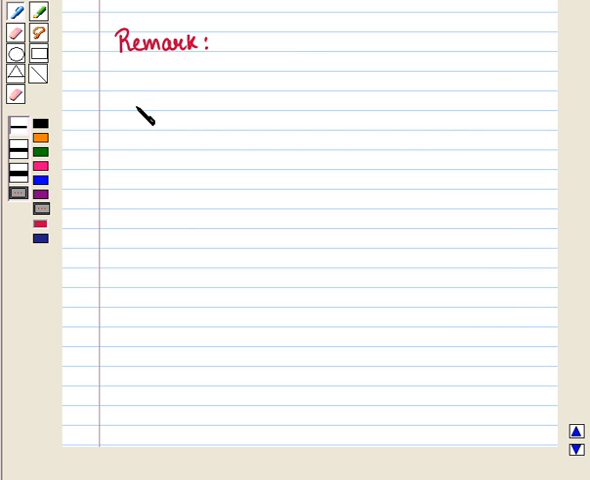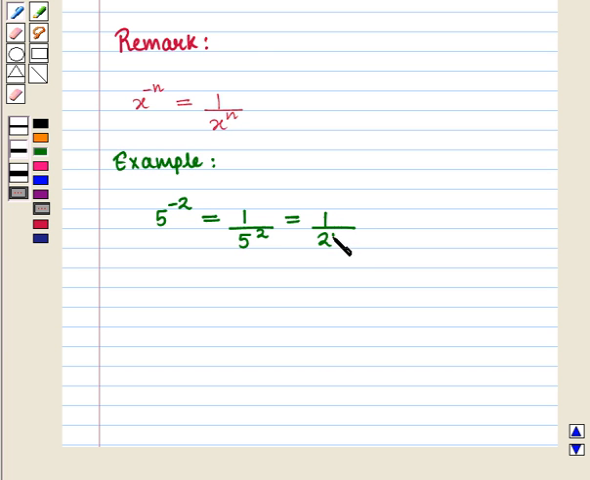We must note that x raised to power minus n can be written as 1 upon x raised to power n. For example, if we have 5 raised to power minus 2, then it can be written as 1 upon 5 raised to power 2, that is equal to 1 upon 25.